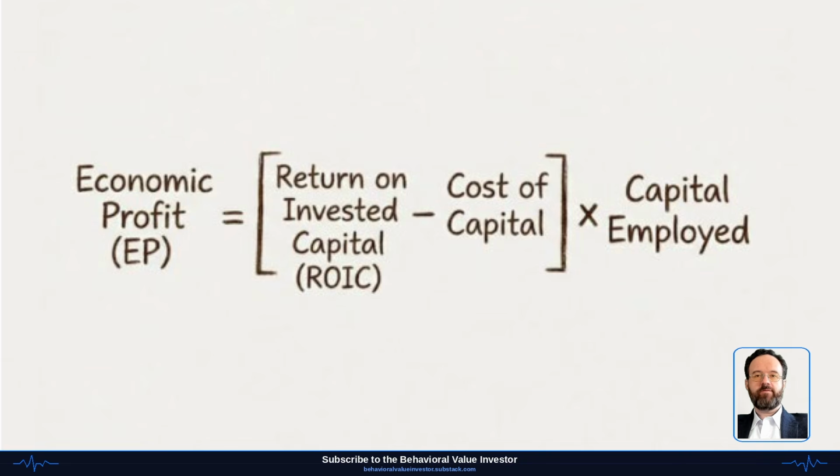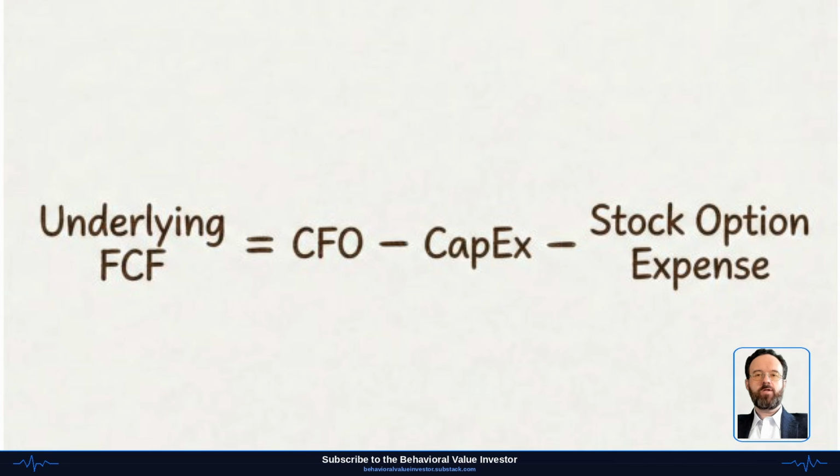So, economic profits is great because it combines both the rate of return on investment and how much capital can be deployed at that level of return. Next, we're going to talk about U, which is underlying free cash flow. And the reason I'm adjusting regular free cash flow by subtracting option expense is twofold. One is options is clearly a real economic expense. We don't need to argue about that.